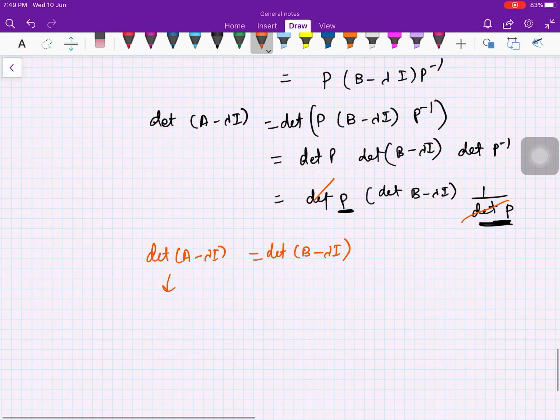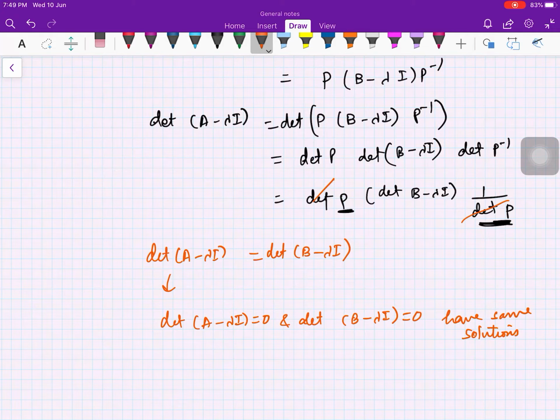It means that whatever is the solution of determinant of A minus lambda I equal to 0 and determinant of B minus lambda I equal to 0, they have the same solutions, right? It means that A and B have the same eigenvalues.